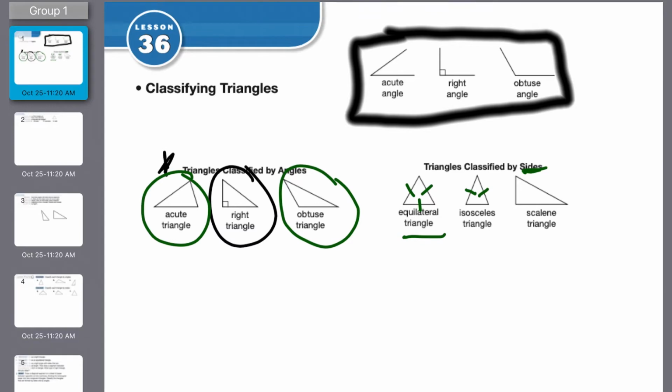Okay? So if you're using a math notebook, go ahead and write those down. Write an example for each, or draw an example for each of these triangles.